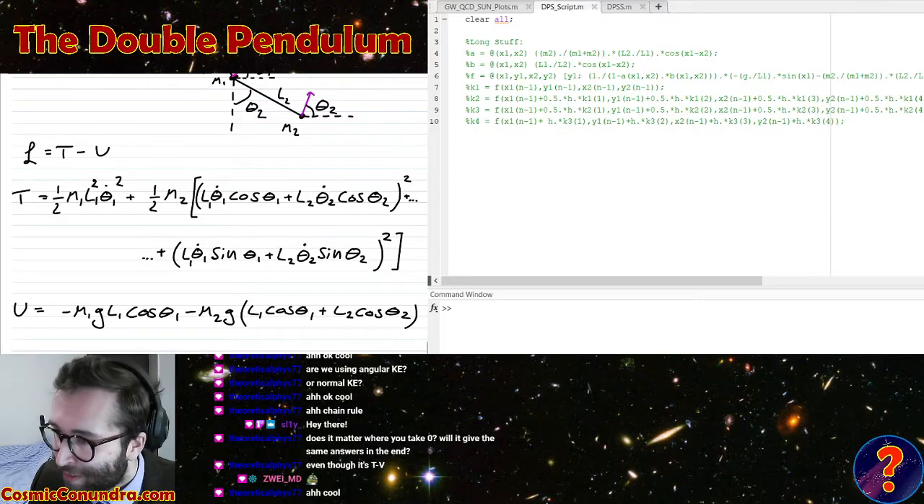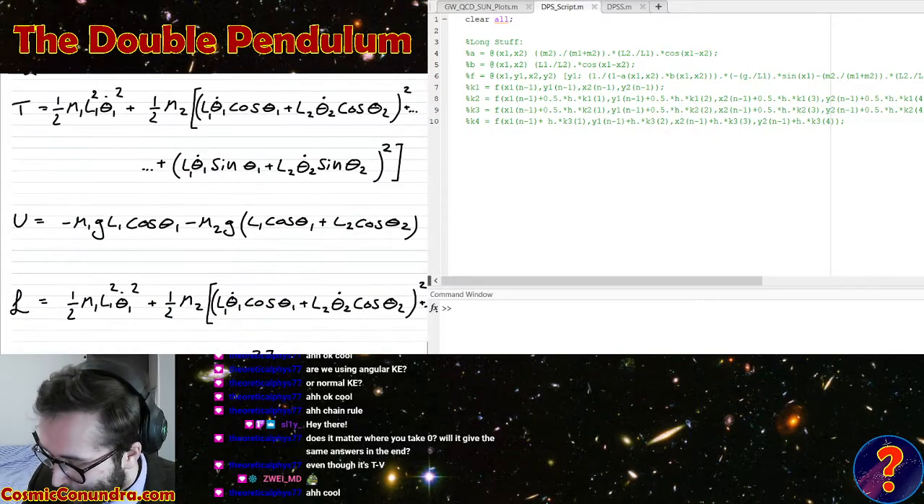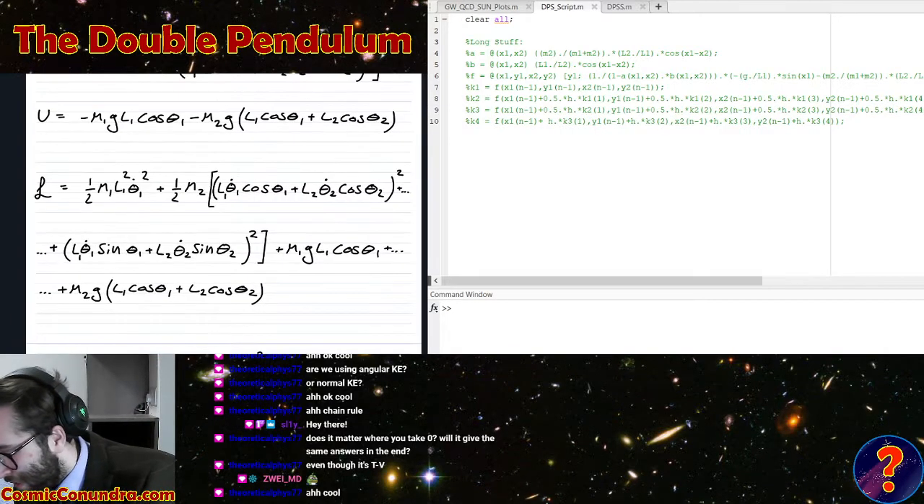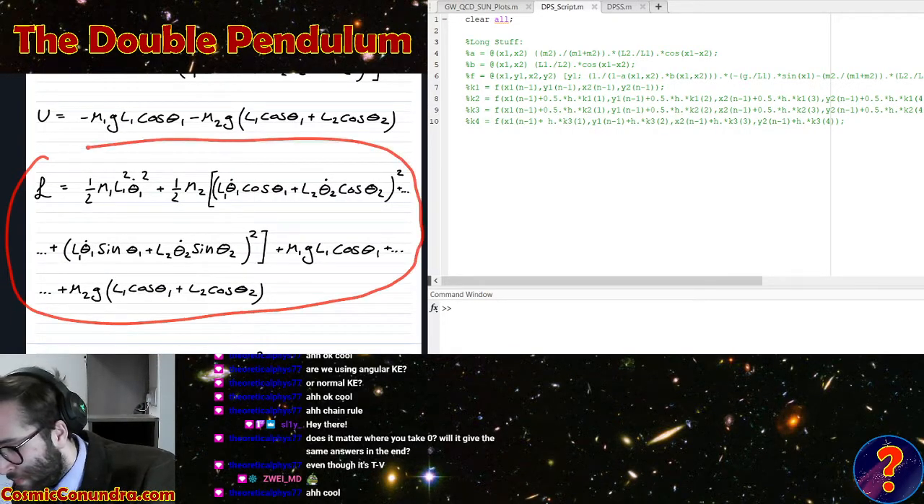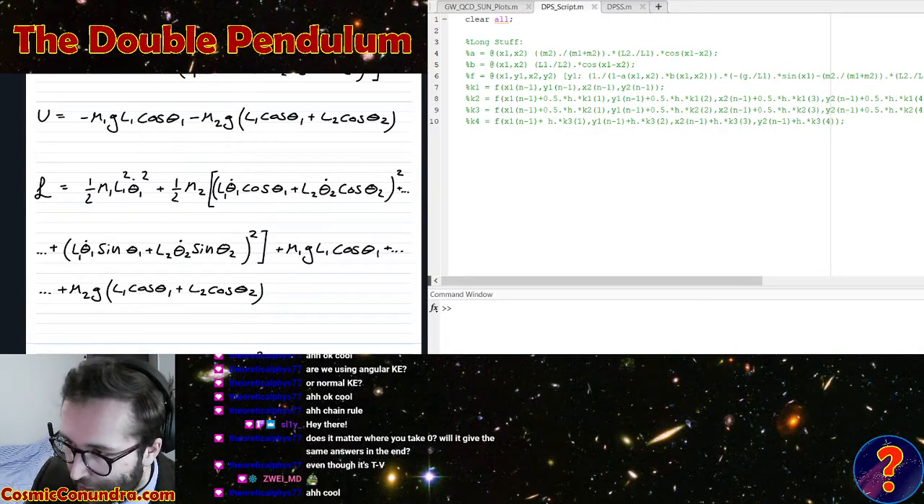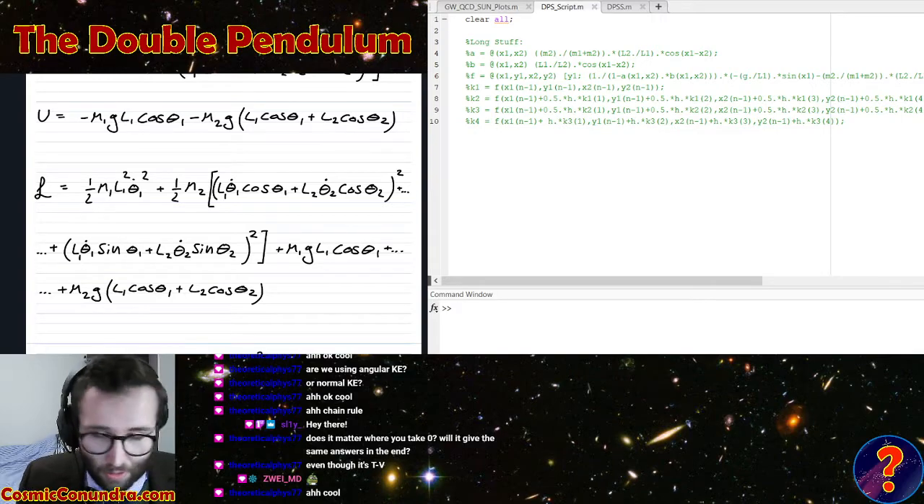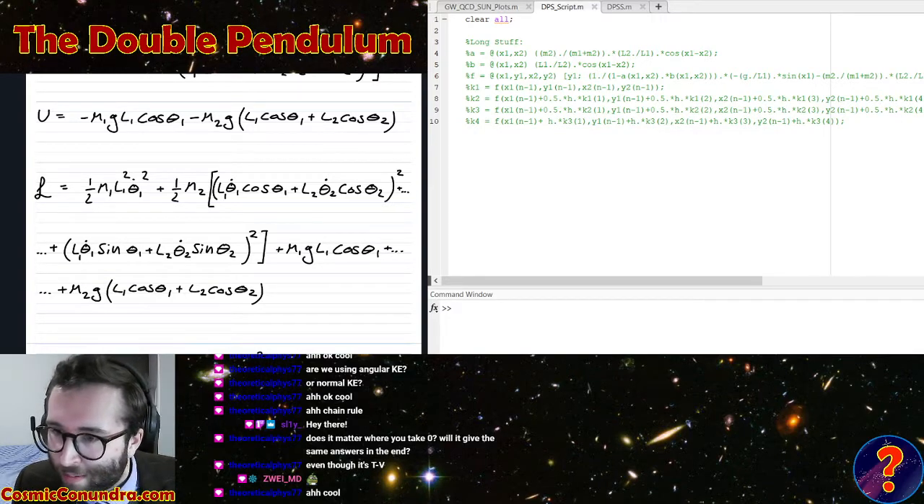Okay, so remember that the Lagrangian is defined as the difference between the kinetic and the potential. Okay? So if we put that all together, we get this expression here. This is our Lagrangian, which is a little ugly at the moment. So we should do a little bit of work to it.